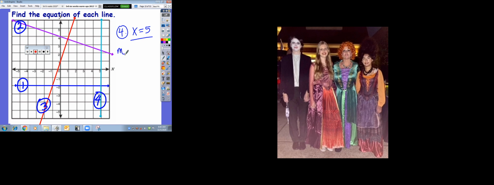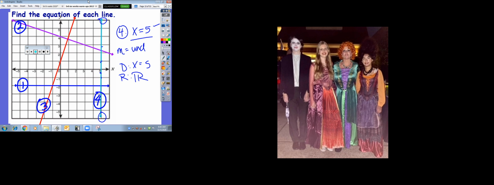What is the slope of this? What do we usually call it? Undefined. What's the domain of this? Now remember, domain is all of the x values. Wherever you land, what's your x value going to be? 5. The domain is x equals 5, just like the equation is. What's the range, though? The range is all real numbers because the y values go on forever. It goes up and down forever. And range is your y values.